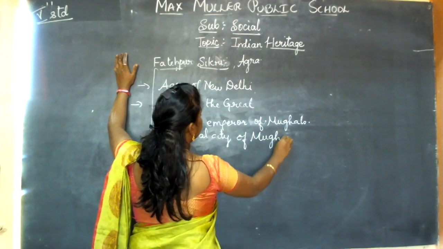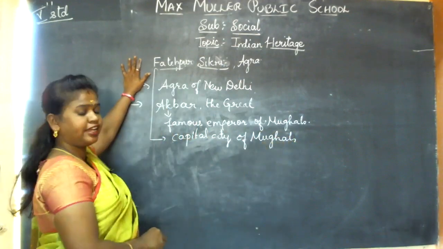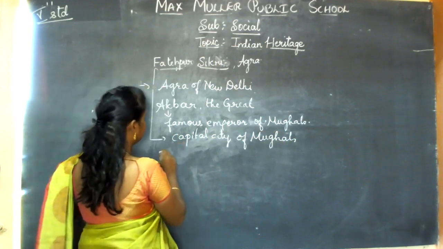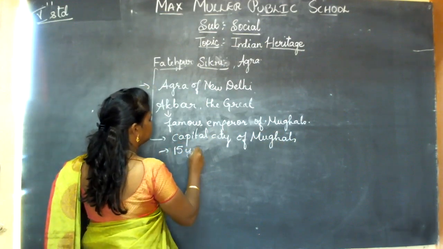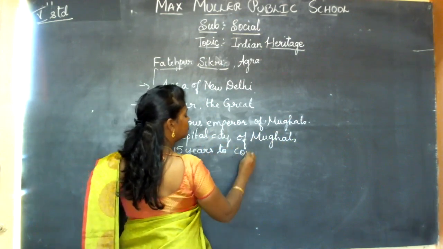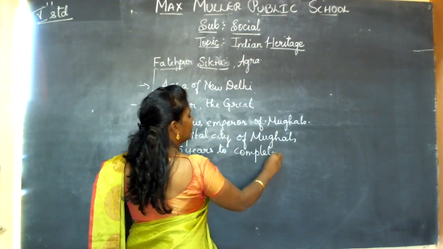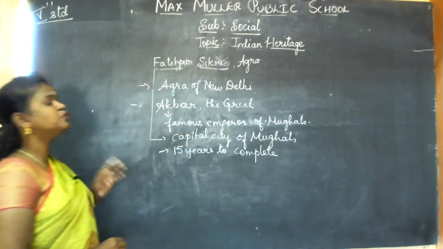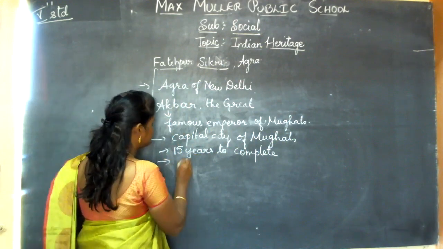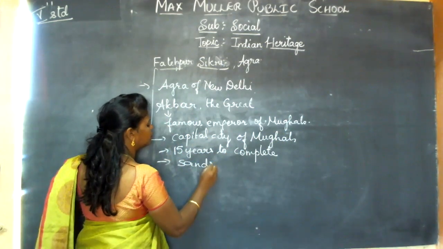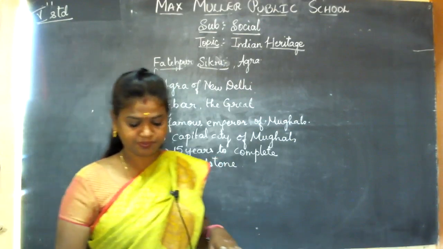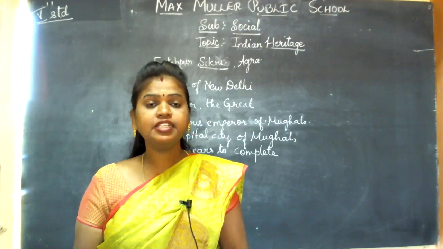And how many years did it take to complete Fatehpur Sikri? It took 15 years to complete. And the material which was used to make Fatehpur Sikri was sandstone. It was made of sandstone.